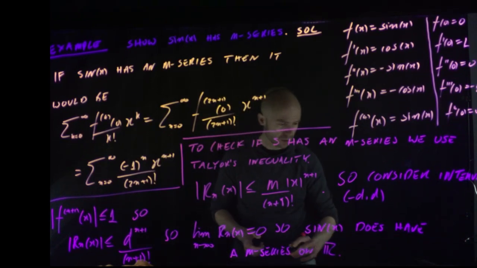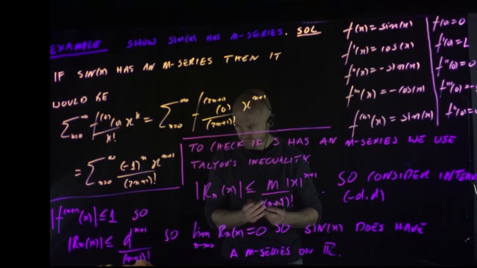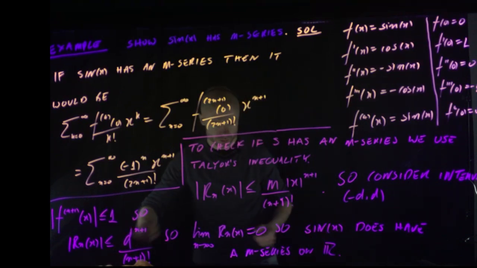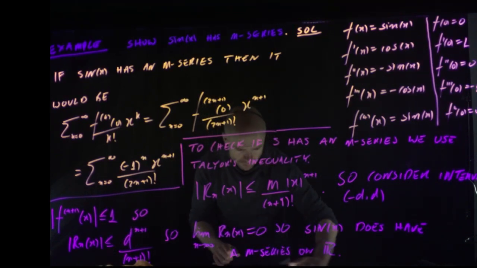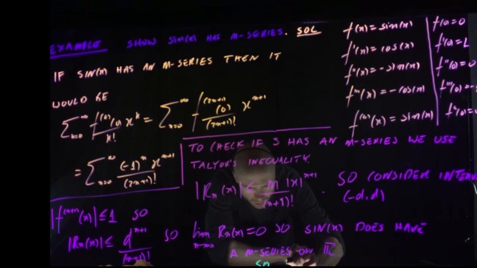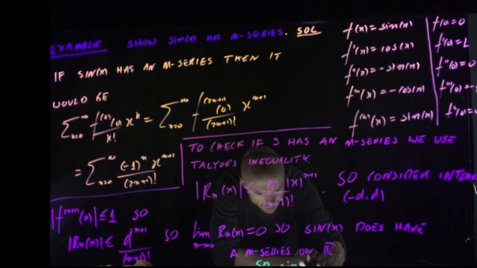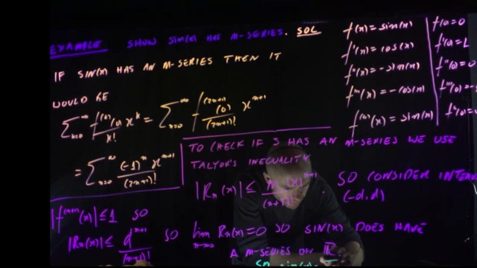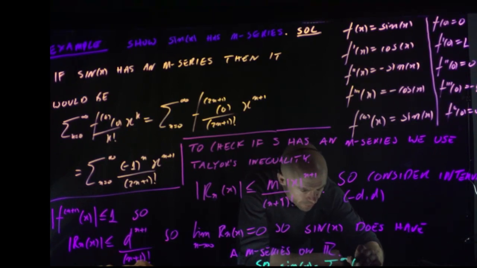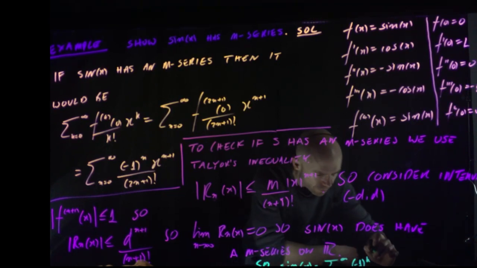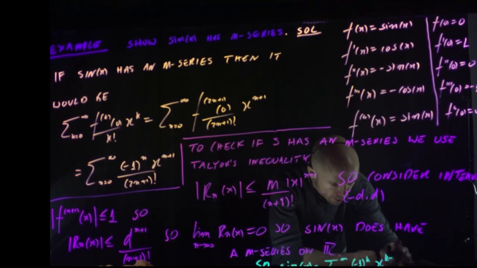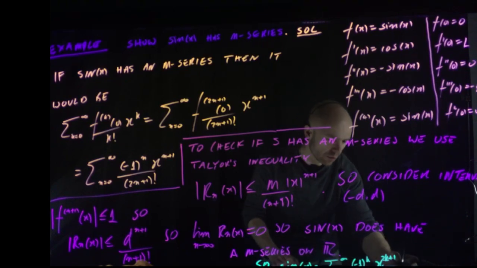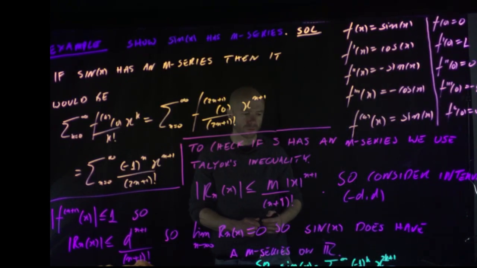So let me put that down here on the bottom. Let's change color. So sine of x is equal to the sum from k equals 0 to infinity of minus 1 to the k, x to the 2k plus 1 over 2k plus 1 factorial. Cool.